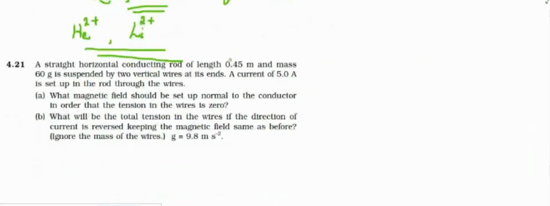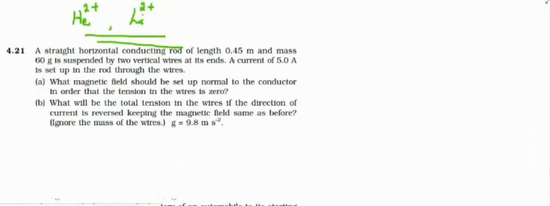Now, question 21. A straight horizontal conducting rod of length 0.5 meter and mass 60 gram is suspended by two vertical wires at its ends. A current of 5 ampere is set up in the rod through the wires. What magnetic field should be set up normal to the conductor in order that the tension in the wires is zero?